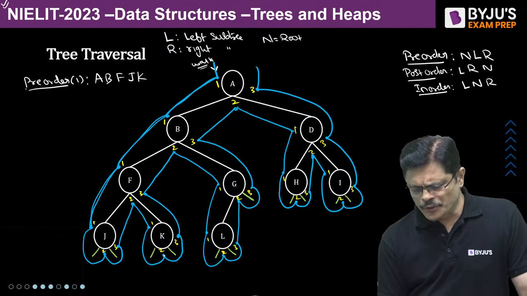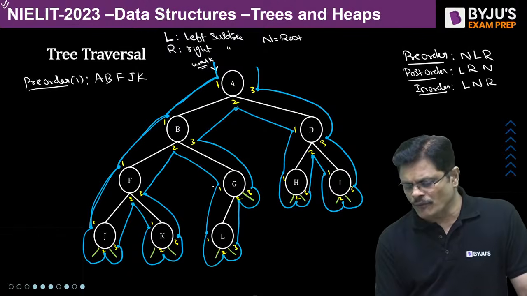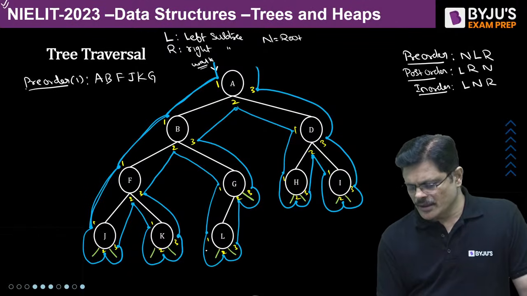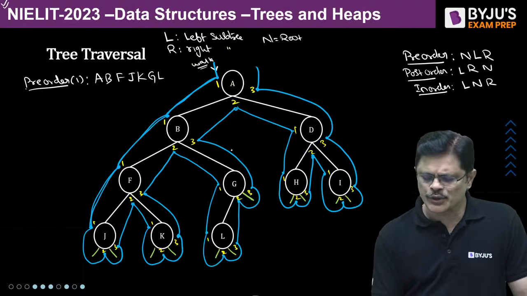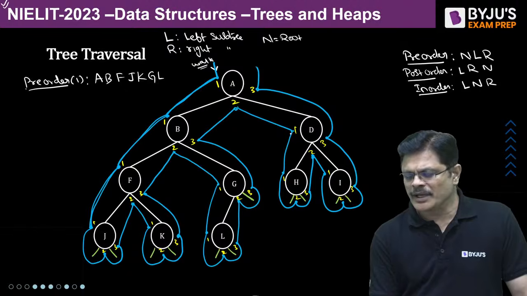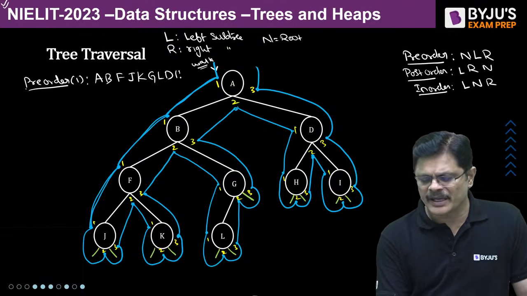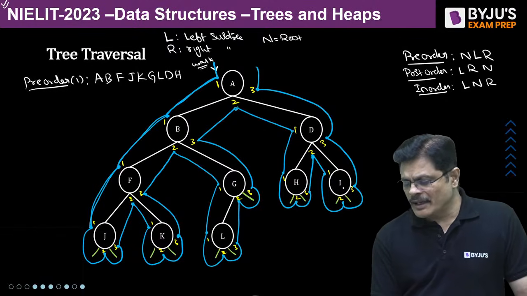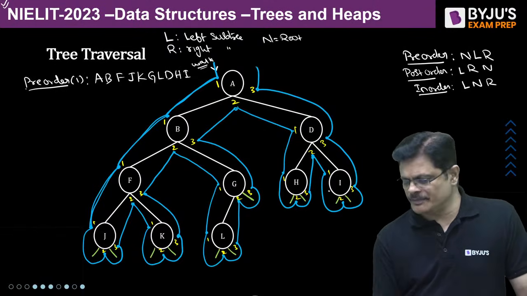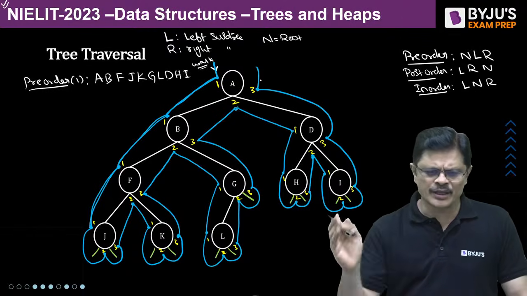Then continue 2 of K, 3 of K, ignore, 3 of F, ignore, 2 of B, ignore, 1 of G, you print it. 1 of L you print it. And 2 of L, 3 of L you ignore, 2 of G, 3 of G you ignore, B3, A2, D1, so print D. Then H1, print H. Then 2H, 3H, D2, I1 you print it. Then continue 2I, 3I, D3, A3, ignore it.